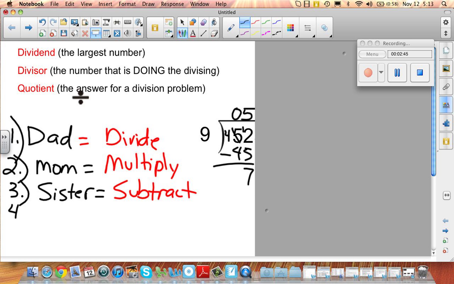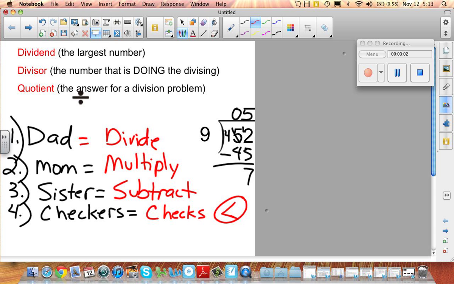So now I'm at my favorite step, the one that no one can ever forget. And that is our good friend, Checkers, the dog. And Checkers checks. You know how dogs are. They never forget. So you're supposed to check that your difference, which is 7, is less than 9. And in this case it is. That means we're doing well.